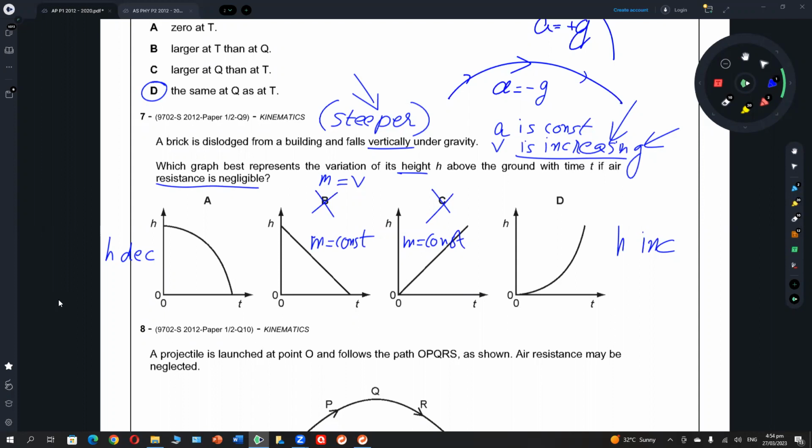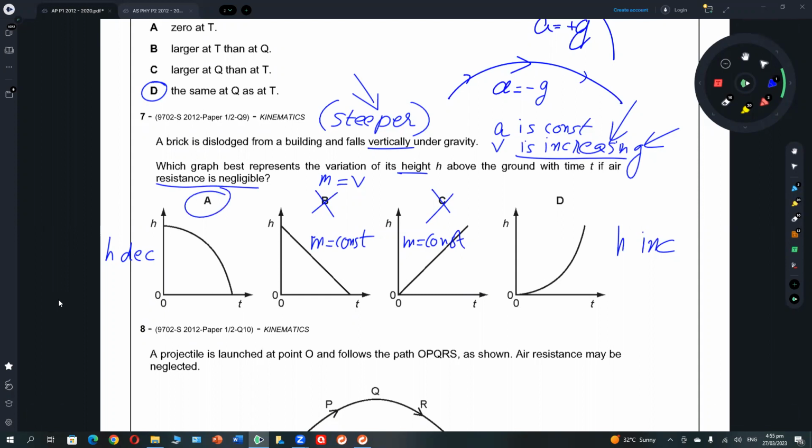H is the height above the ground. So as the brick is coming down, think carefully again, is its height above the ground increasing or decreasing? The height will increase when it is going above the ground. The brick is falling down, height is from the ground. If it's falling down, then decreasing. Now you reach the answer. Answer is A.